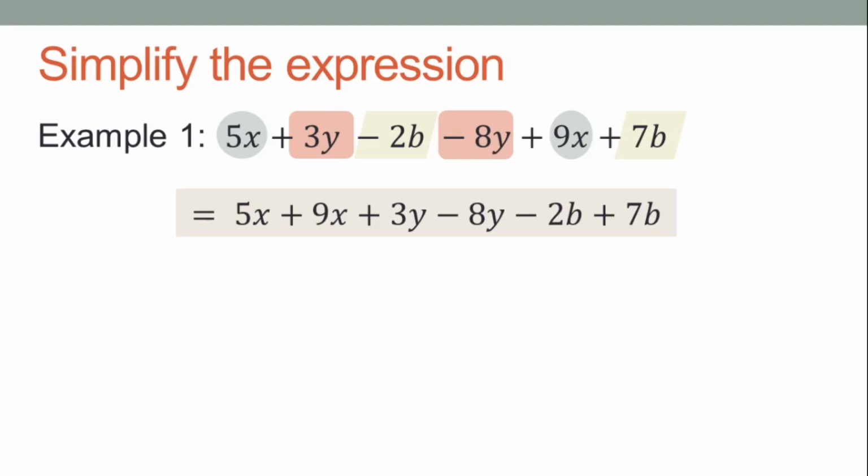Now, let's use the addition and subtraction rules of integers and simplify the like terms. 5x plus 9x. Adding the coefficients 5 and 9, I get 14x. 3y minus 8y, which is minus 5y. Minus 2b plus 7b. That is positive 5b.